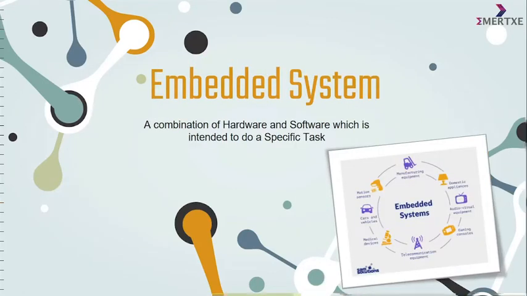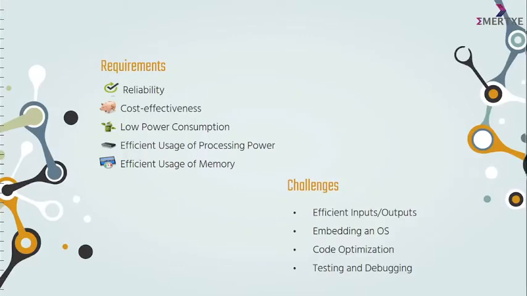What is an embedded system? An embedded system is a combination of both hardware and software which is intended to do a specific task. Requirements are reliability, cost effectiveness, low power consumption, efficient usage of processing power, and efficient usage of memory. The challenges are efficient inputs and outputs, embedding an OS, code optimization, and testing and debugging.